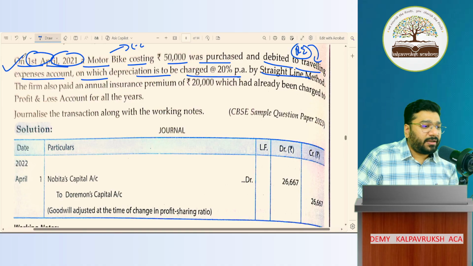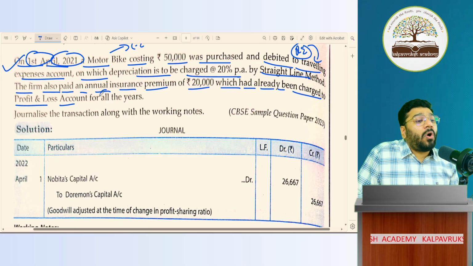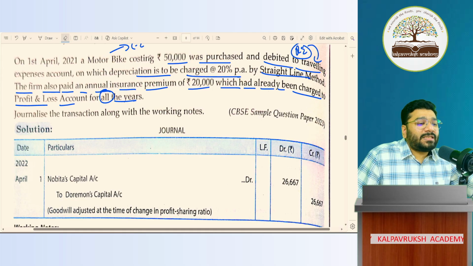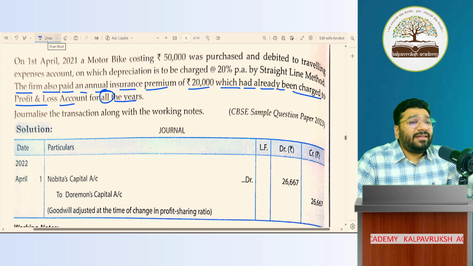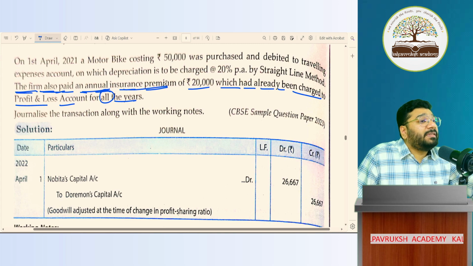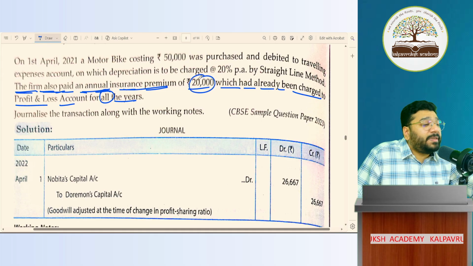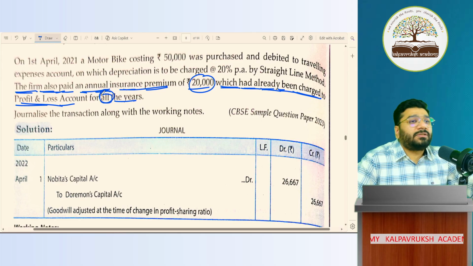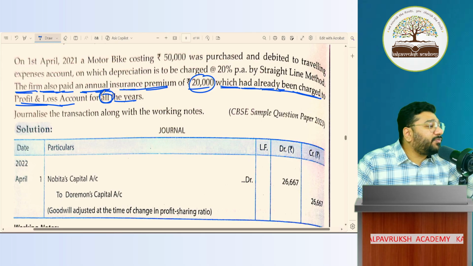Let me continue the question further. The firm also paid an annual insurance premium of 20,000, which has already been charged to the P&L account of all the years. What adjustment here? I should add 20,000 or minus 20,000? Listen carefully. The firm is paying an annual insurance premium of 20,000 rupees per annum, which has already been charged to the P&L account of all the years. This 20,000, should I add or minus from the profits?